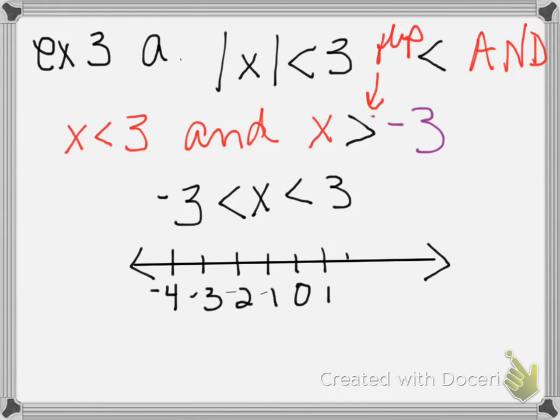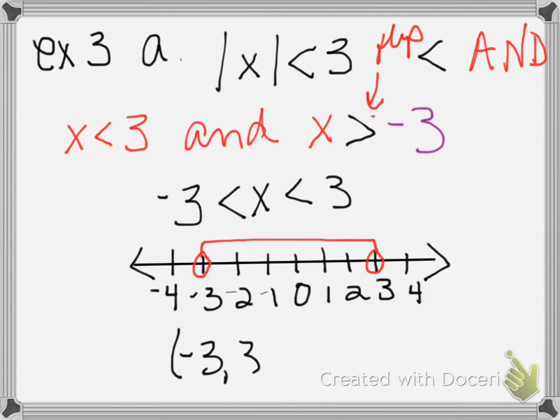This is saying x is between negative 3 and 3. So we're going to have an open circle at negative 3, open circle at 3, and everything in between. The interval notation is from negative 3 to positive 3 with parentheses. Now here's another way we could do this, which I'm going to show you later.